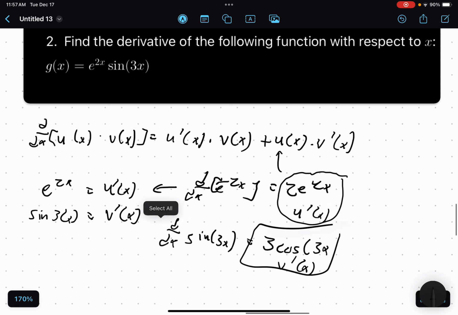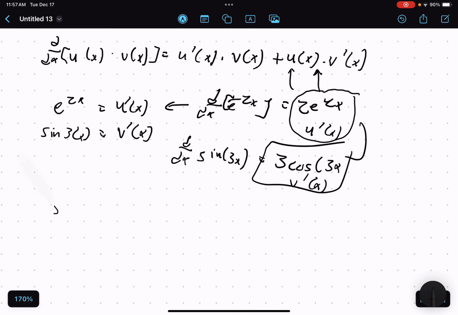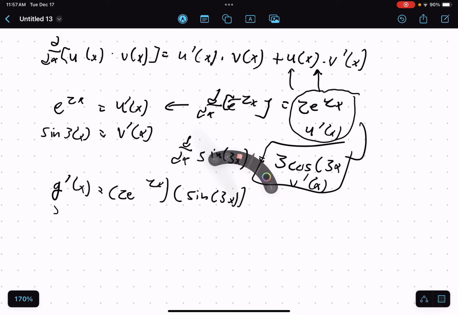Now that we have these two derivatives, we can plug them into the product rule. When plugging in for the product rule, we have our original g of x, and we're setting it equal to 2e to the 2x multiplied by our original sine 3x, plus our original e to the 2x multiplied by our new 3 cosine 3x. So this is near our final answer. All you have to do now is simplify.